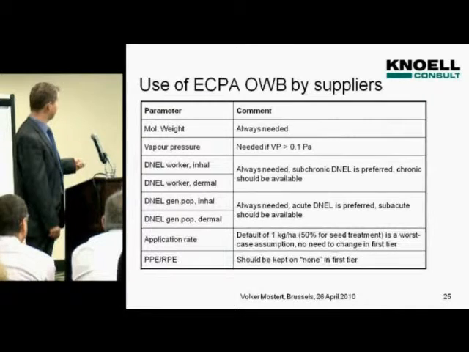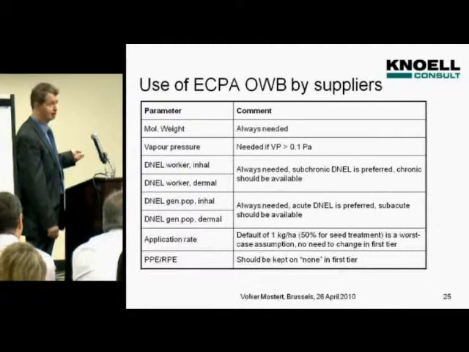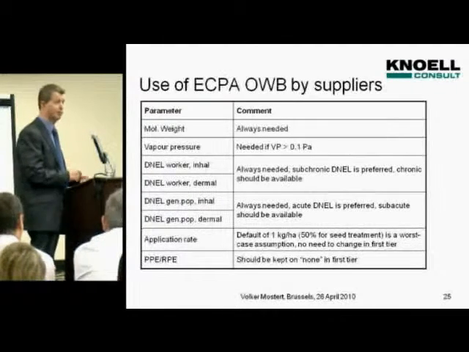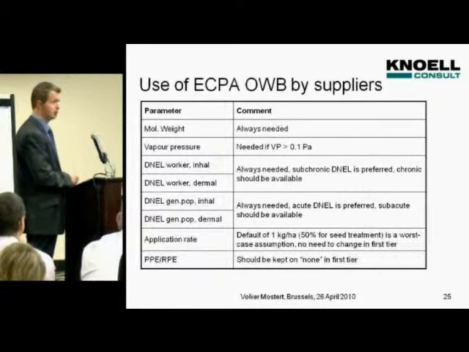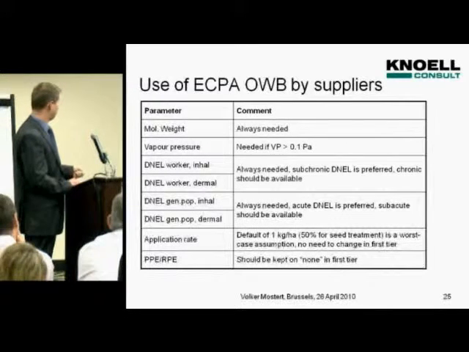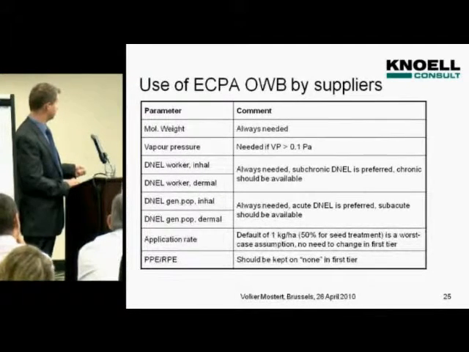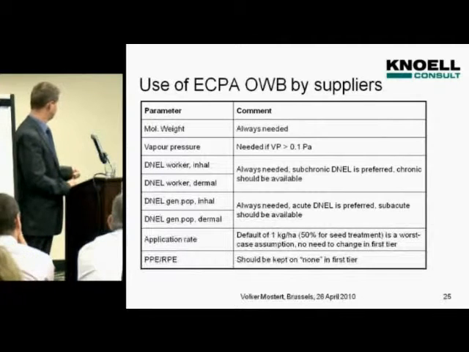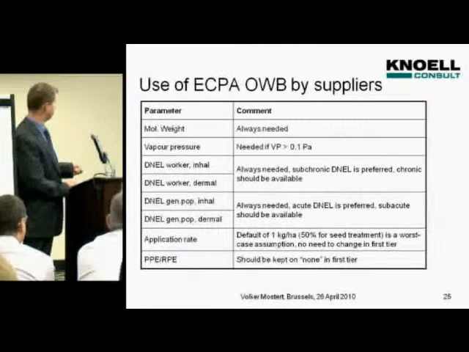Application rate, there's a default of 1 kilogram per hectare, or if we're in the domain of seed treatment, that'd be a 50% content in the seed treatment formulation, which is pretty high. So we're talking about a solvent rather than just a minor emulgator or something. And this application rate is really a worst case assumption, and there should be no need to change that in the first tier. And also in the first tier, none of the options for protective equipment should be chosen.